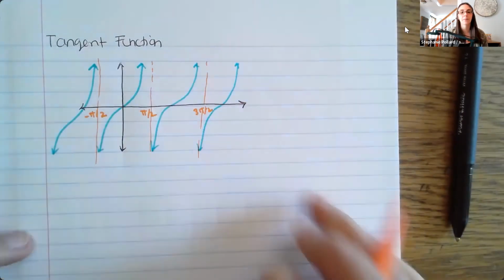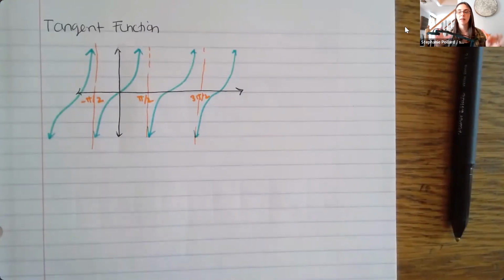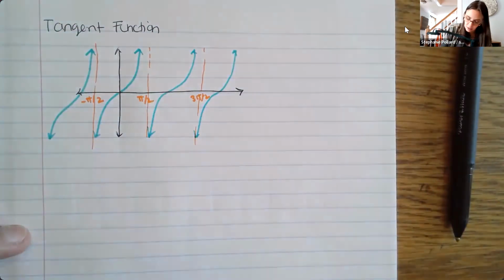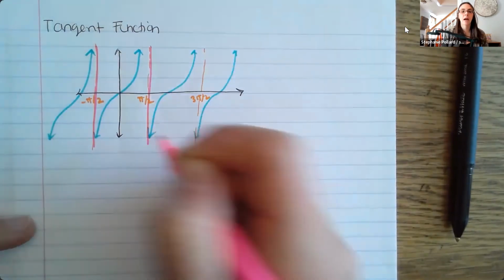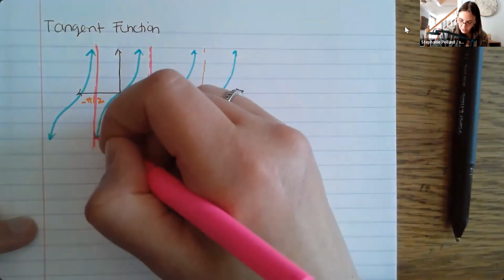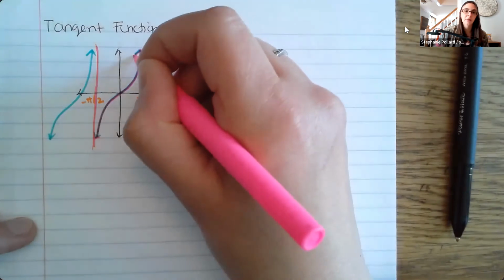So that keeps repeating. And just like with our other functions, as an entire function, it doesn't have an inverse, right? It fails the horizontal line test. So we're going to go ahead and restrict the graph, very similar to the sine function, from negative pi over 2 to pi over 2. So we're really just focusing on this piece right here.